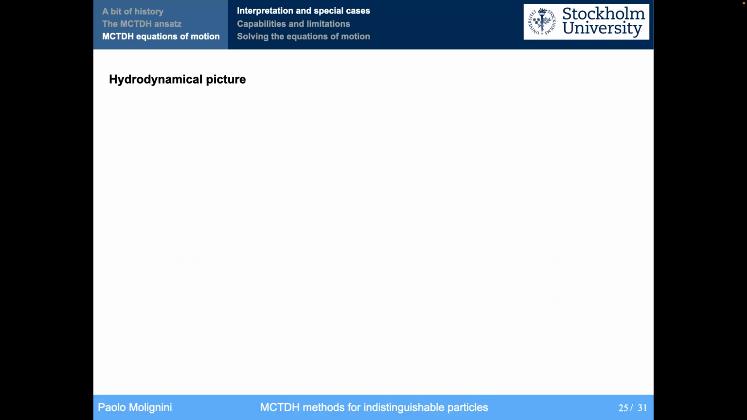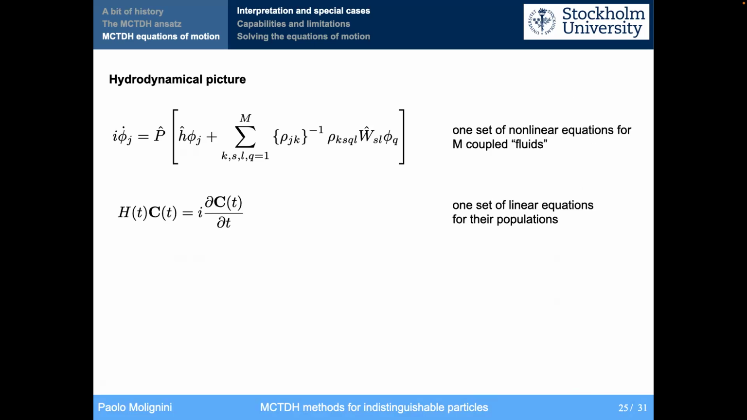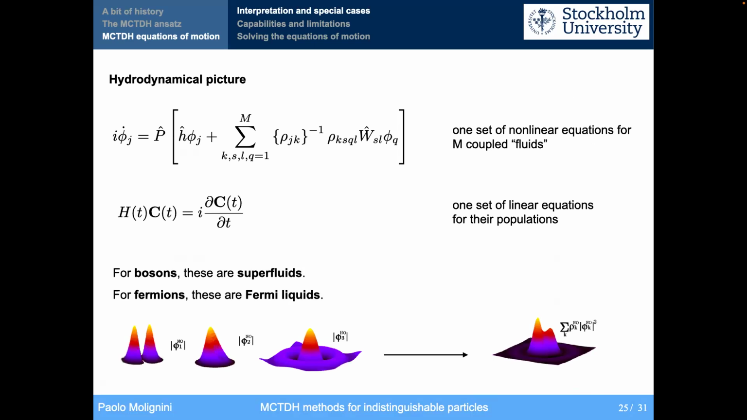Okay, so there is some interpretation of the equations we can have, specifically for bosons. It's very nice. We can have a very nice hydrodynamical picture. For bosons, we have superfluids. For fermions, we can think of Fermi liquids, although it's a bit more fidgety because you have at most one particle per orbital. But for superfluids, we can have many particles per orbital. So we can think of one set of nonlinear equations that describe the fluids themselves, so their shape, and then one set for their population, so how much they're populated.